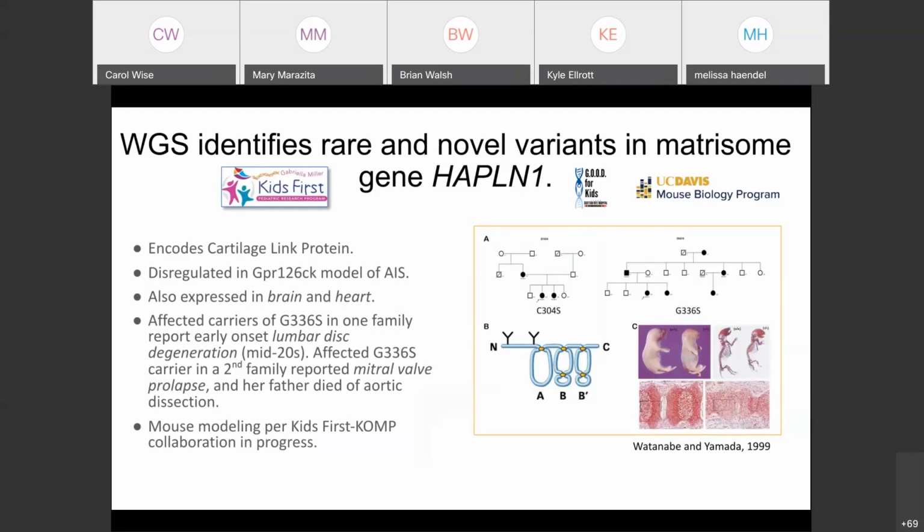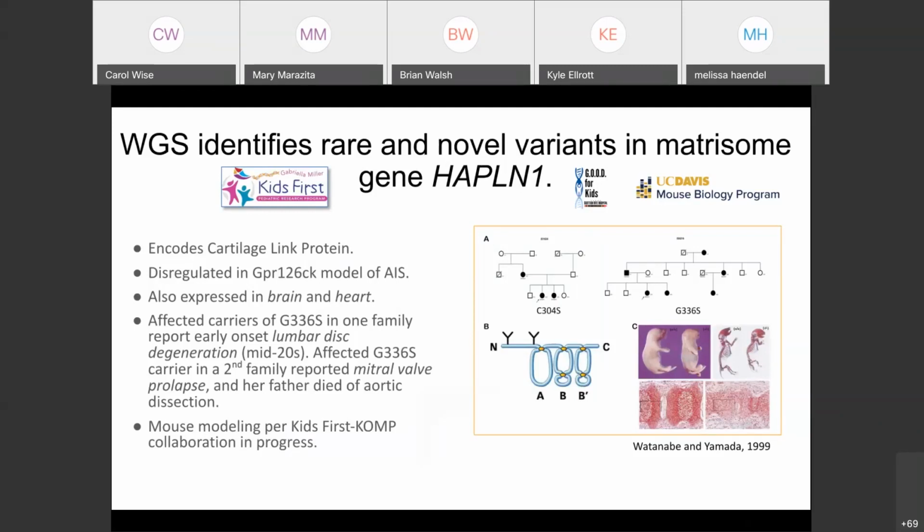So we went back and reviewed these families, and in one family with the G336 mutation, the family reported pretty early onset lumbar disc disease. By the early 20s, individuals in this family were reporting disc disease.